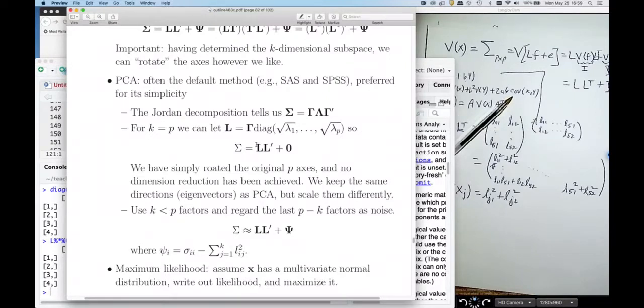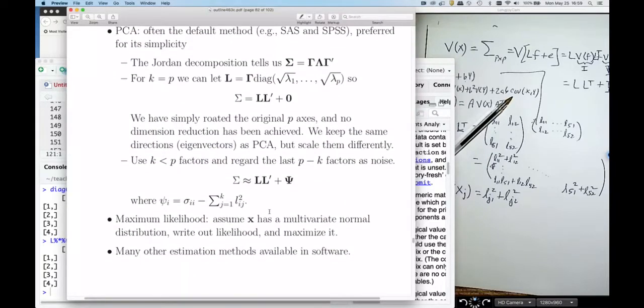Basically what we do is we find the PCA lower dimensional subspace, and then we pick a rotation that we like. Now, there is another approach which is called maximum likelihood. You can watch my videos on maximum likelihood for other problems like logistic regression. There's another video out on my website that just talks about finding the maximum likelihood estimates of some distribution. And so what we do is we assume that these x's have multivariate normal distributions, we write out the likelihood, and we maximize it. And so that's another way of finding it. There are many other ways to estimate the solution to this.